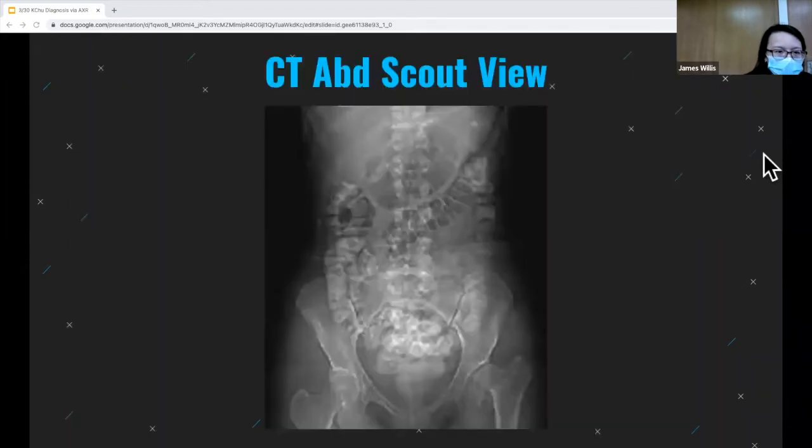The other view that we usually see the most is getting a CT. The first picture after getting a CAT scan is the scout view. We tend to skip over it, but again, it can show you a lot of information about the patient and the disease.